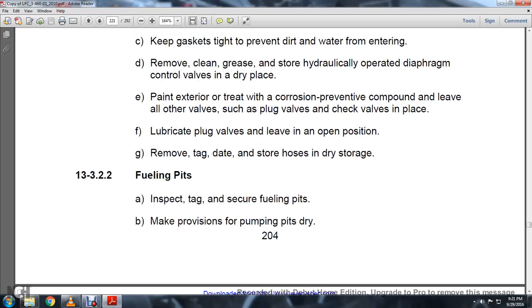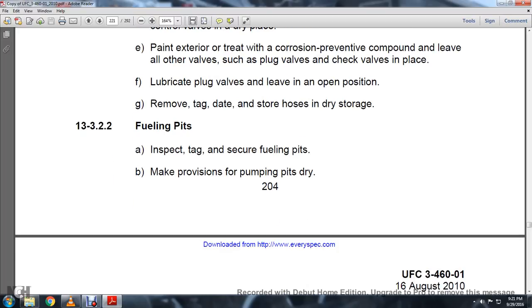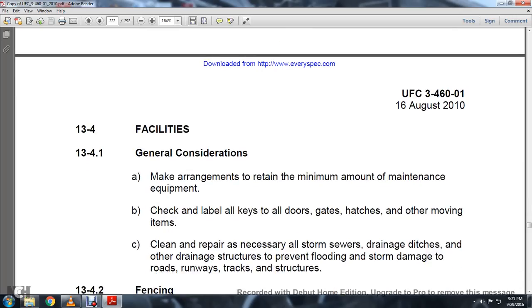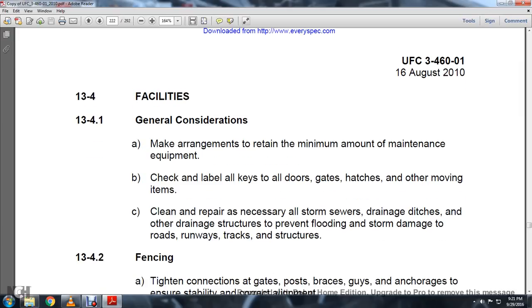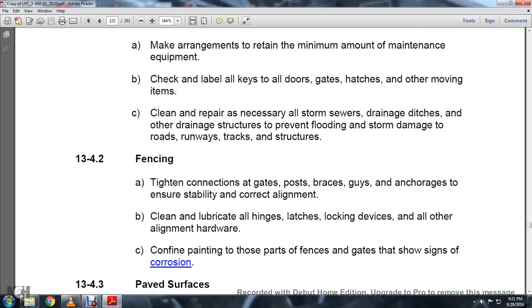13.3.2.2 Fueling pits. Inspect tags. Secure fueling pits. Make provisions to keep pumping pits dry. 13.4 Facilities, general consideration. Make arrangements to retain a minimal amount of maintenance equipment. Check and label all keys for doors, gates, hatches, and other moving equipment. Clean and repair as necessary all storm sewers, drains, ditches, and other drainage structures, preventing floods and storm damage to the roads, runways, trucks, and structures.